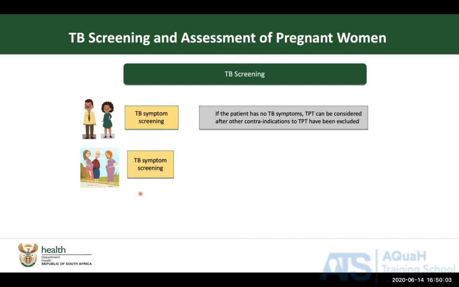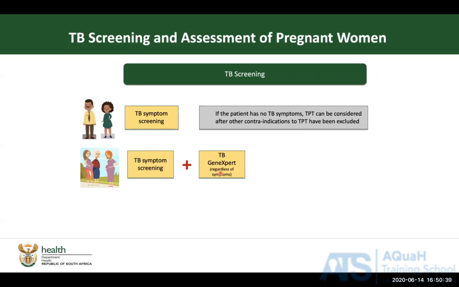Specifically in pregnancy, we do provide the TB symptom screening, but the antenatal care guidelines in pregnancy have changed. They now include a diagnostic test, the TB GeneXpert test, regardless of symptoms. So whether this TB symptom screening comes back positive or negative, for all women who are HIV positive and also pregnant, it's now a requirement that a baseline GeneXpert test be done.